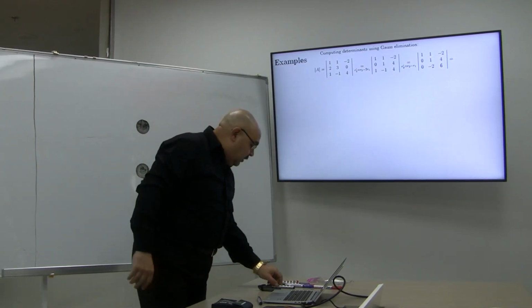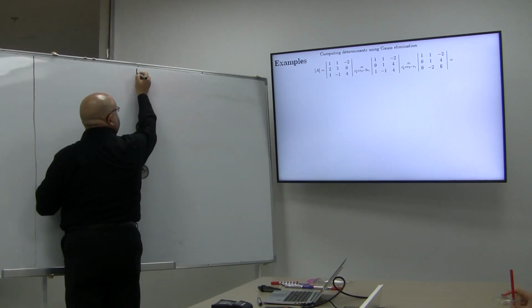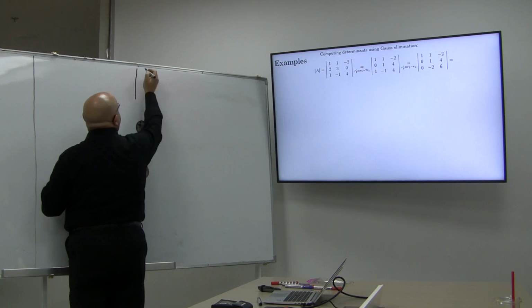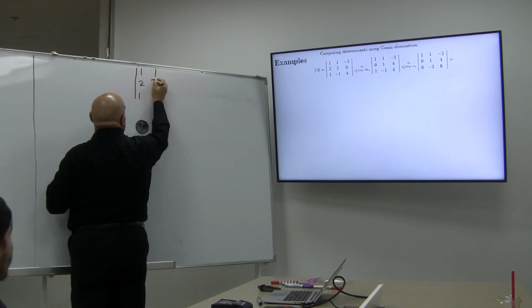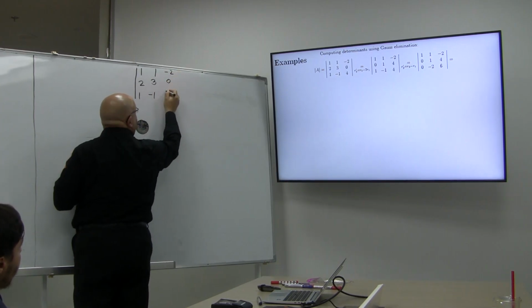Let's start. Okay, please be careful. This is the matrix A, the determinant of matrix A, which is 1, 2, and 1; 1, 3, and negative 1; negative 2, 0, and 4.